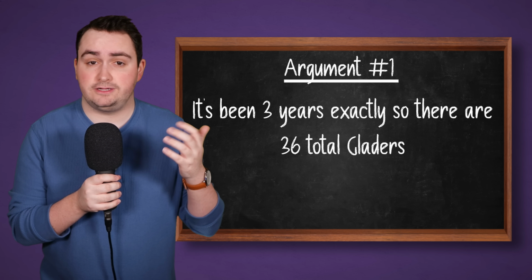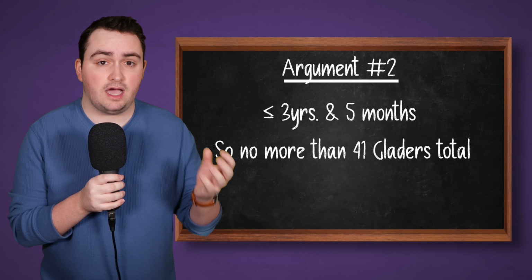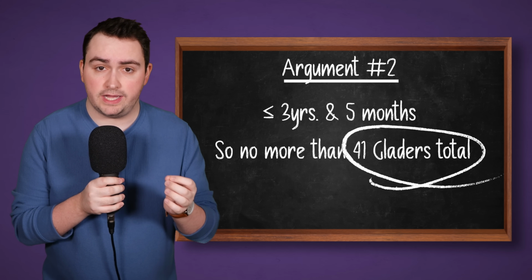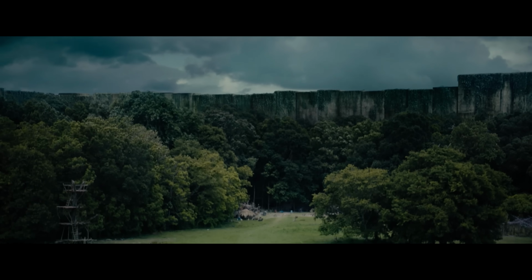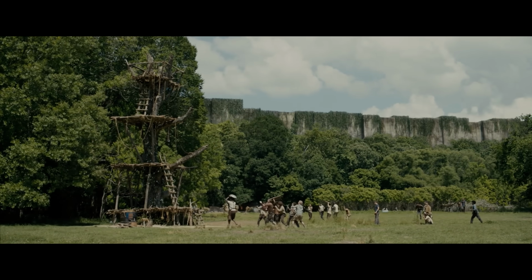But with our reasoning, we can establish that with one argument, there should be 36 gladers, and with the other, there should be no more than 41. So now let's do the actual counting. Now there are many wide shots of the gladers throughout the movie, and I could go in scene by scene trying to keep track of every individual character to make sure everyone is accounted for, but that's way too much work, and despite how passionately I seem about this, I really don't care that much.